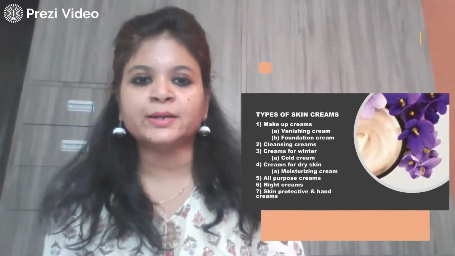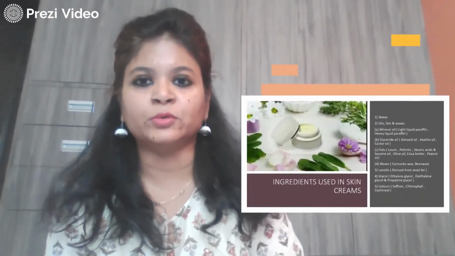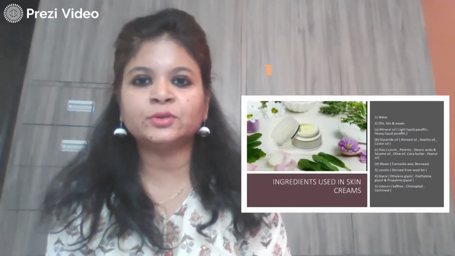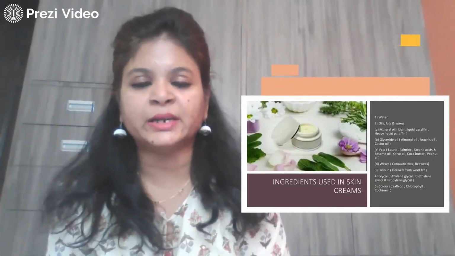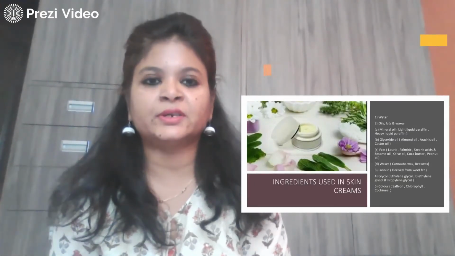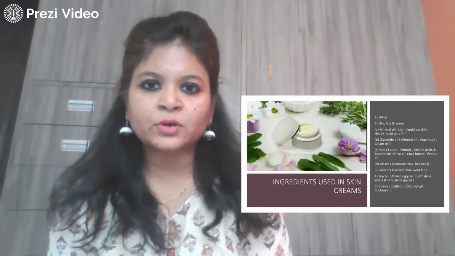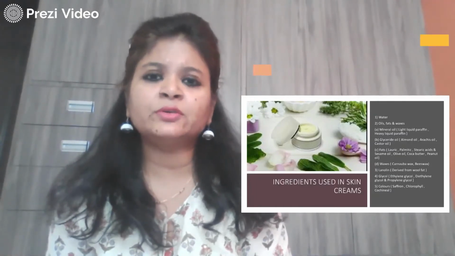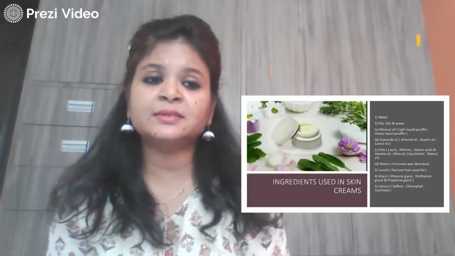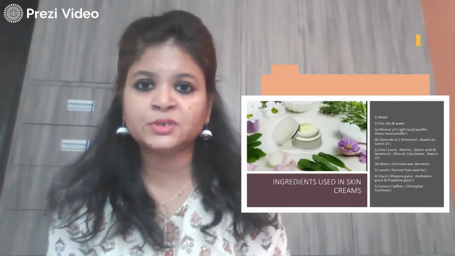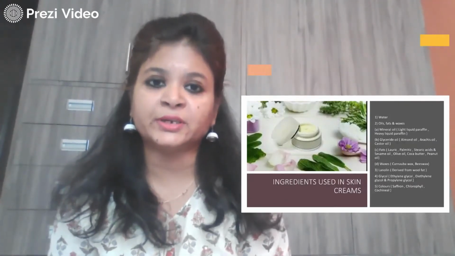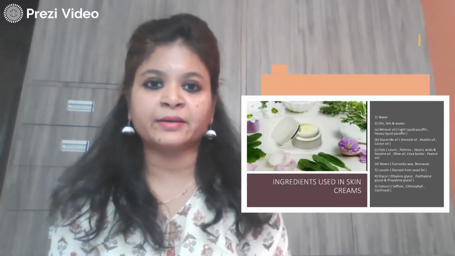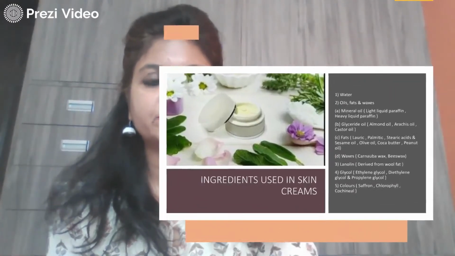Now let us try to understand the different formulation components: what the creams are made up of, and what the actual chemical constituents are that are generally used in the formulation of these different kinds of creams. It is up to the manufacturer what kind of cream he is manufacturing, and it depends on other factors as well. But when we talk about the general formulation of creams, these are the specific ingredients widely used in the formulations of moisturizing creams, vanishing creams, creams for dry skin, all-purpose creams, hand creams, etc. So let us try to understand them one by one.